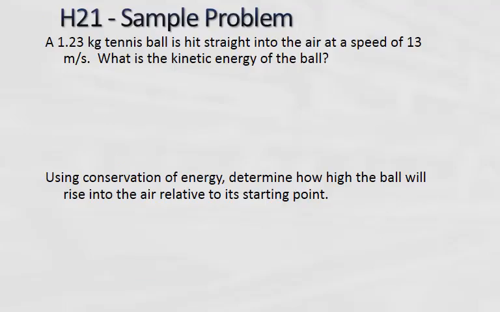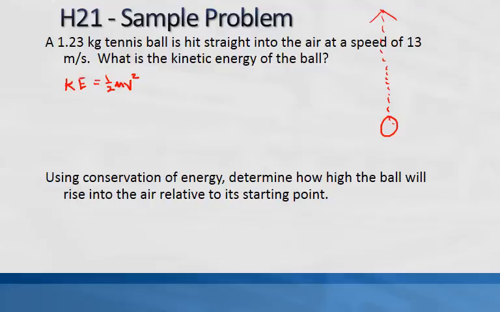So let's start with this one here. A 1.23 kilogram tennis ball is hit straight into the air at a speed of 13 meters per second. What is the kinetic energy of the ball? And then using conservation of energy, determine how high the ball will rise into the air relative to its starting point. I'll go ahead and pause the clip, and let's see if you can figure this one out. When you're ready to check, you can hit play to continue.